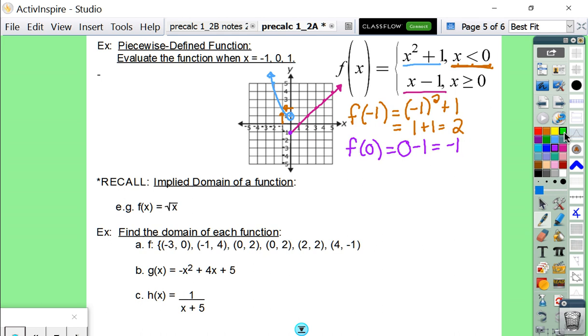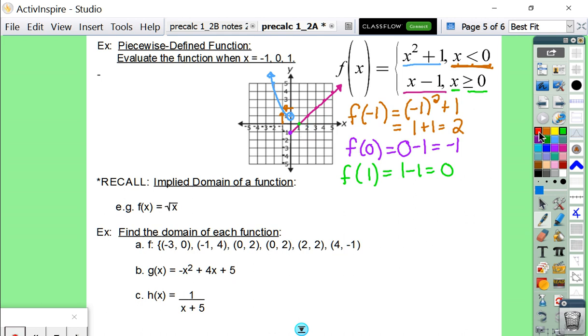And then our very last part, which is f at 1. And since 1 is greater than or equal to 0, we plug into here. So this would be 1 minus 1, which is 0. And I could even check at my graph. At positive 1 for x, my y value is 0.